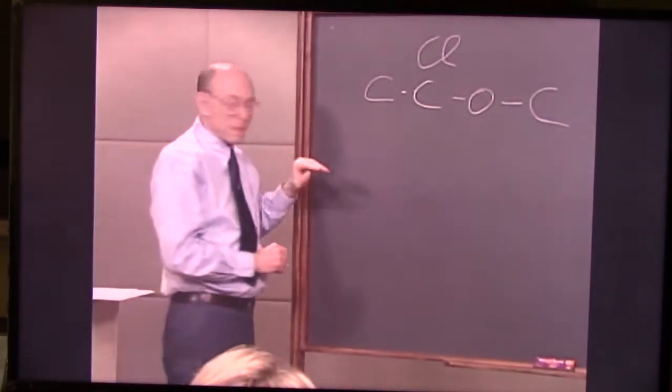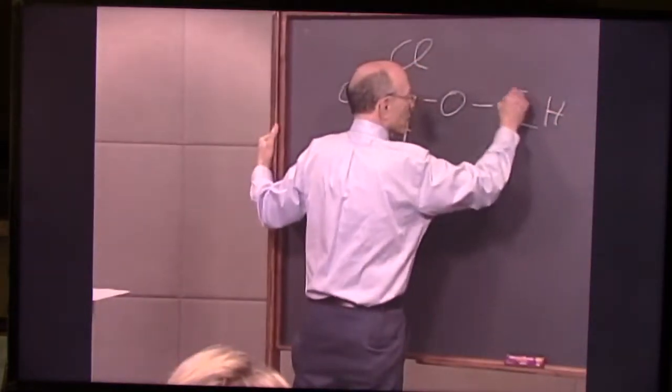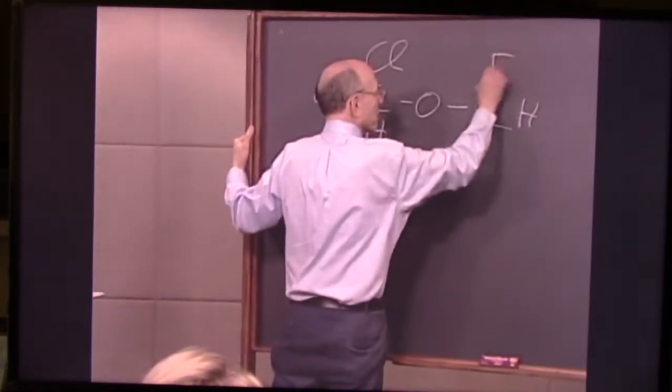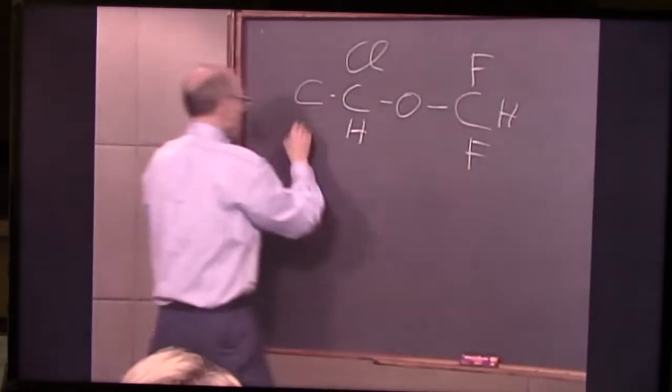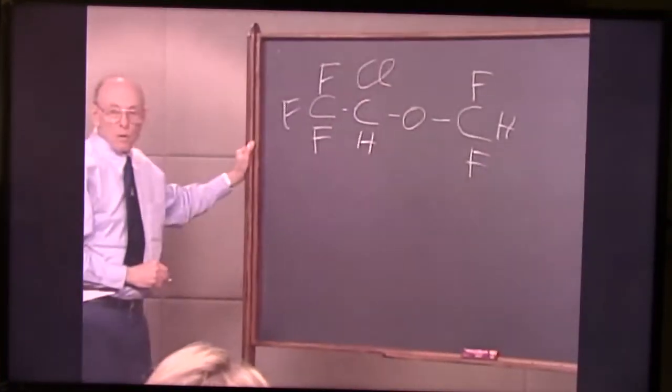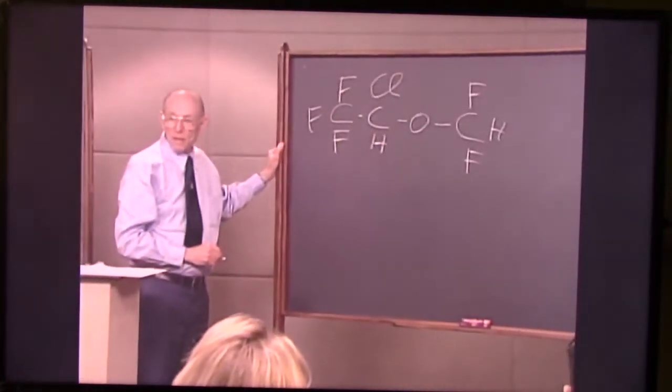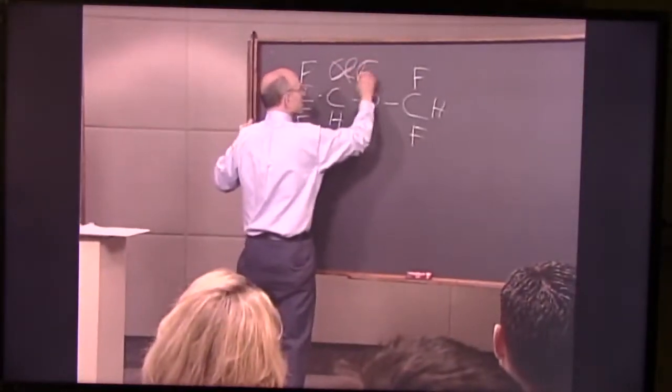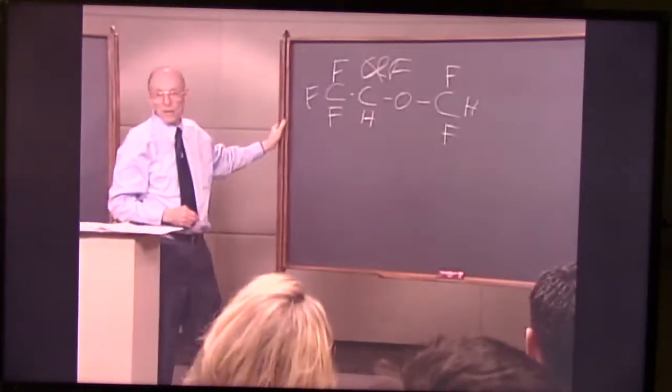It's a hydrogen. Okay, that's right. And then there's another hydrogen over here. And then the rest are filled in by fluorines. And what compound is this? That's isoflurane. And how do we change that to desflurane? Take off the chlorine and put on a fluorine. That's the only difference between isoflurane and desflurane.